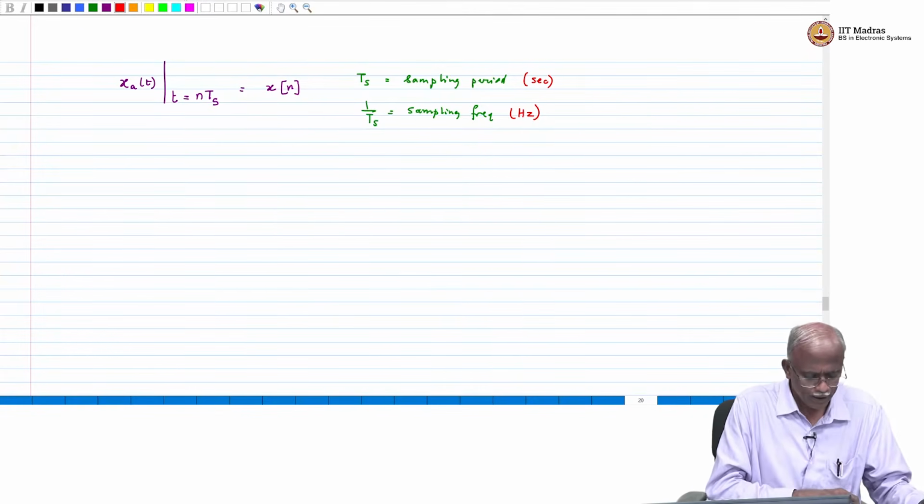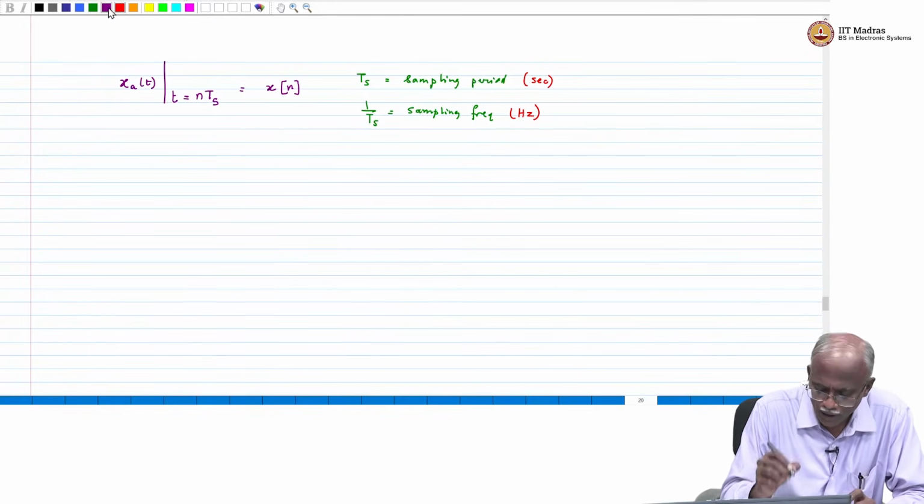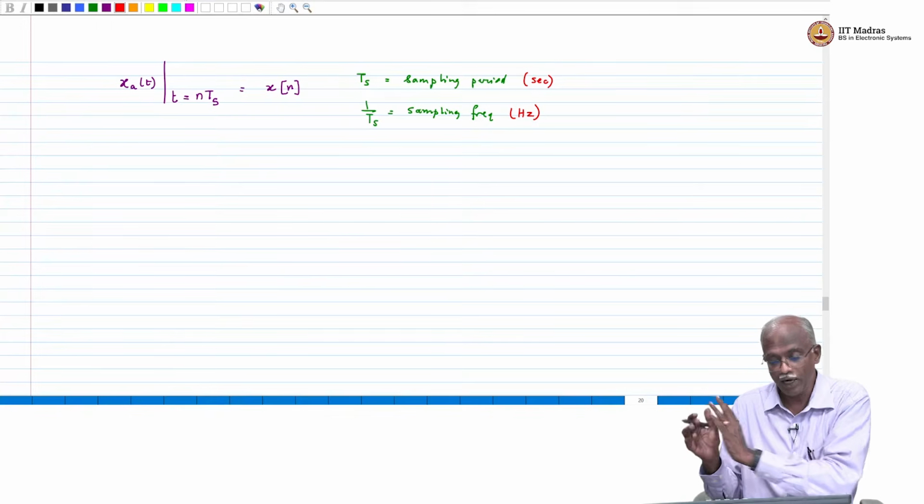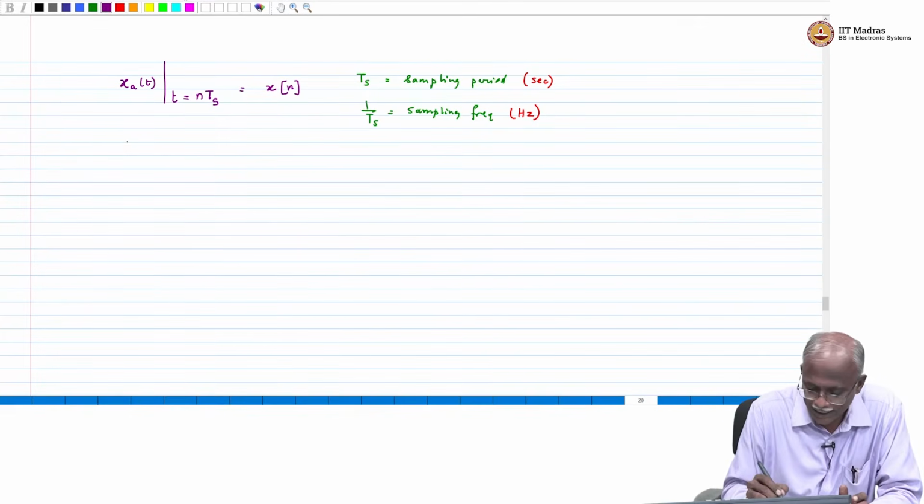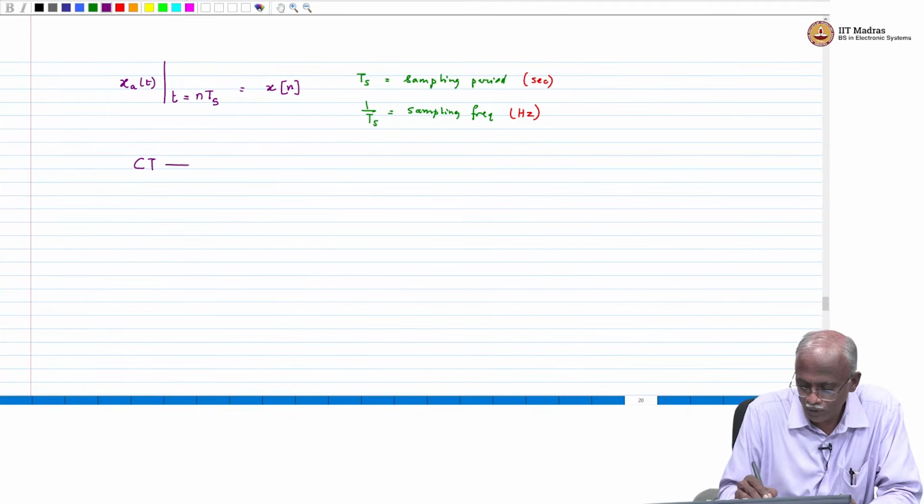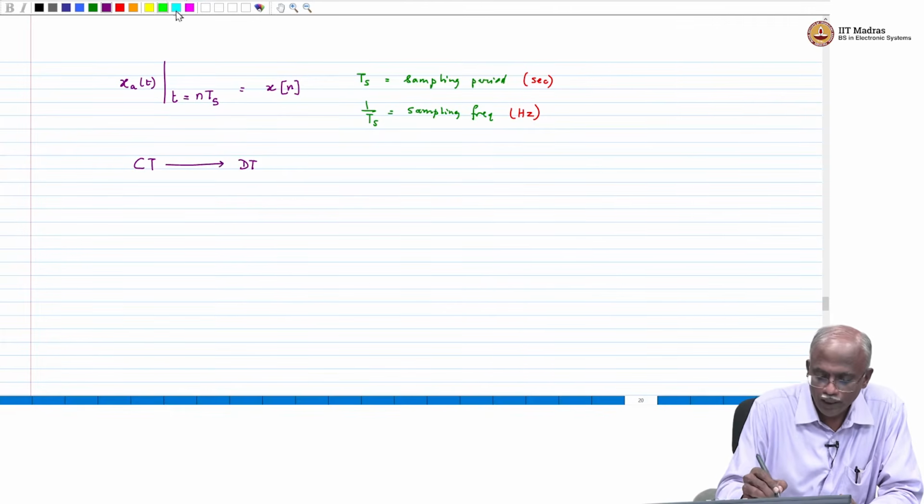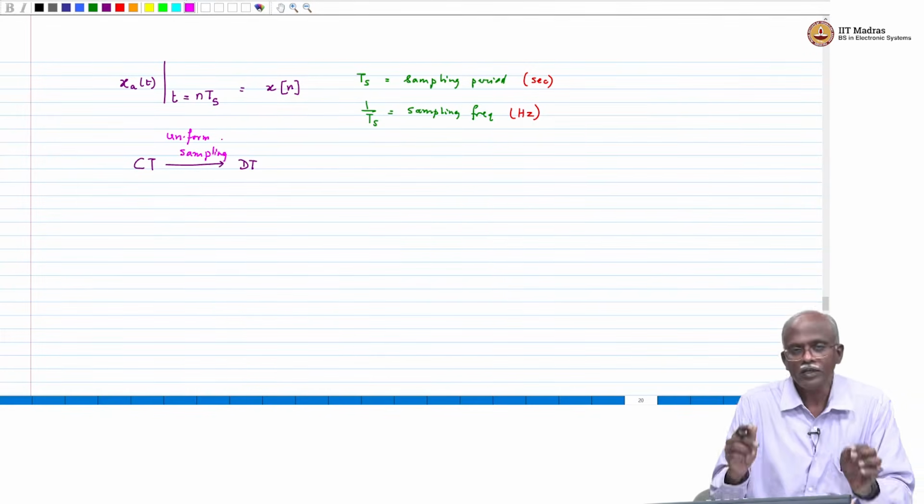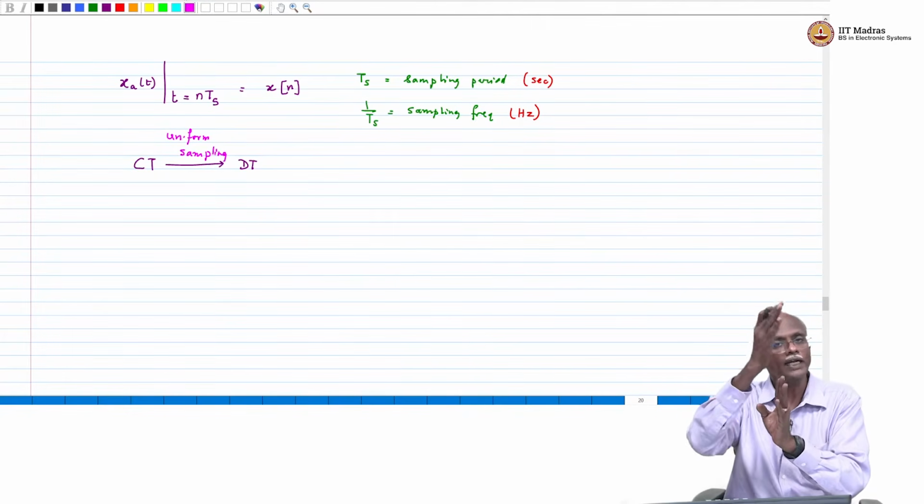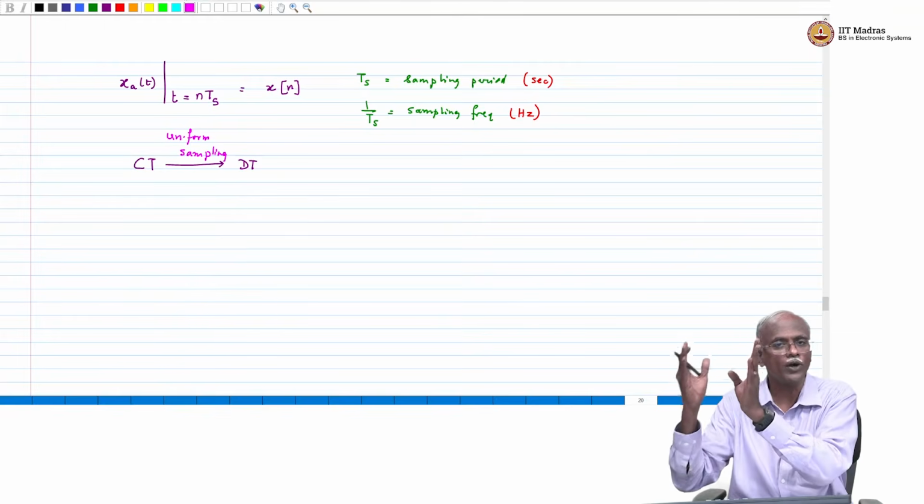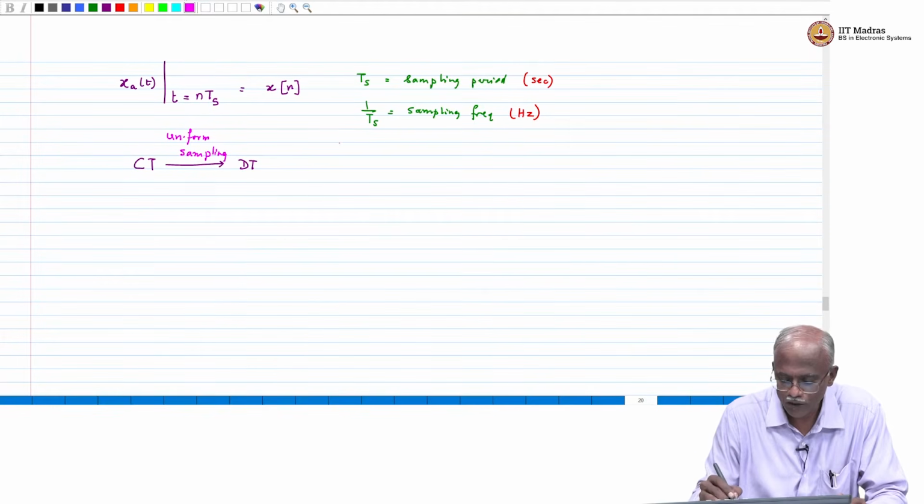We also have an important result that we will be studying as part of week 3, but let me just state it for completeness now. When you go from continuous time to discrete time via uniform sampling, you may think that, okay, I did not retain the entire waveform, I only retained the value of the waveform at certain points in time. Is there a loss of information? Very valid question.